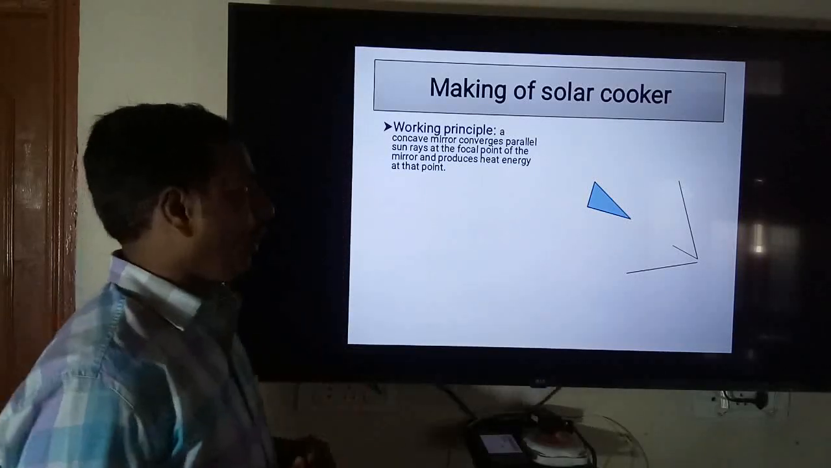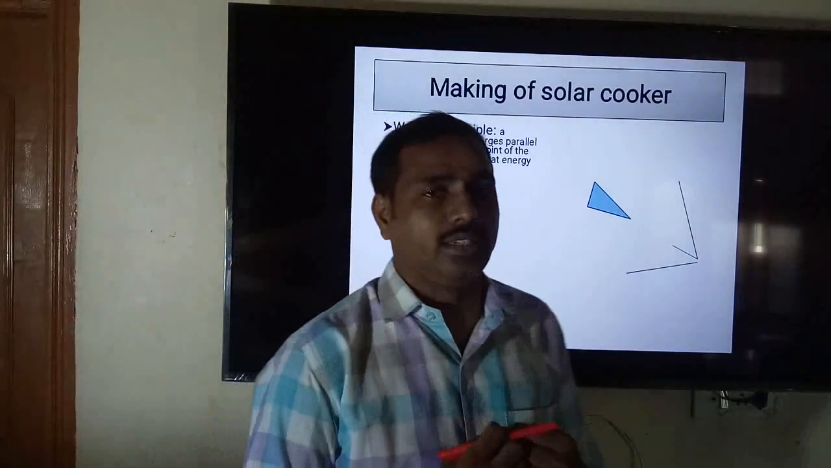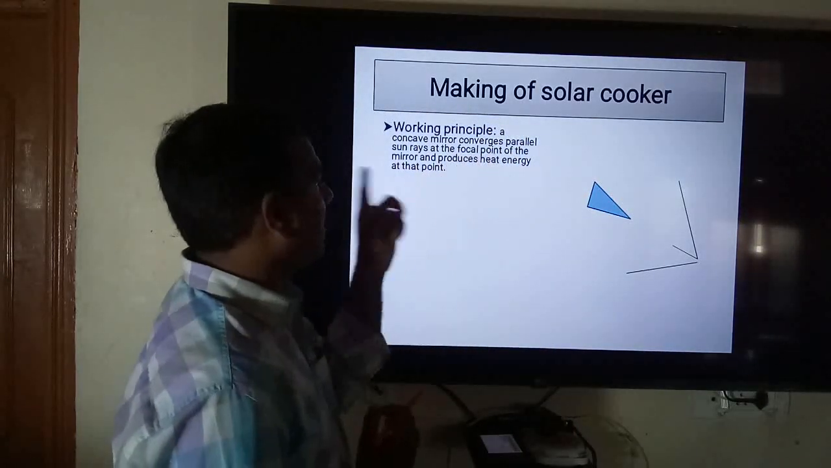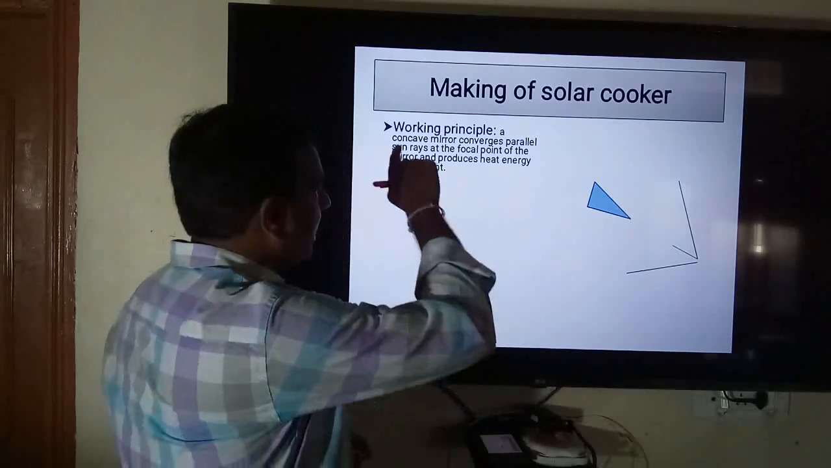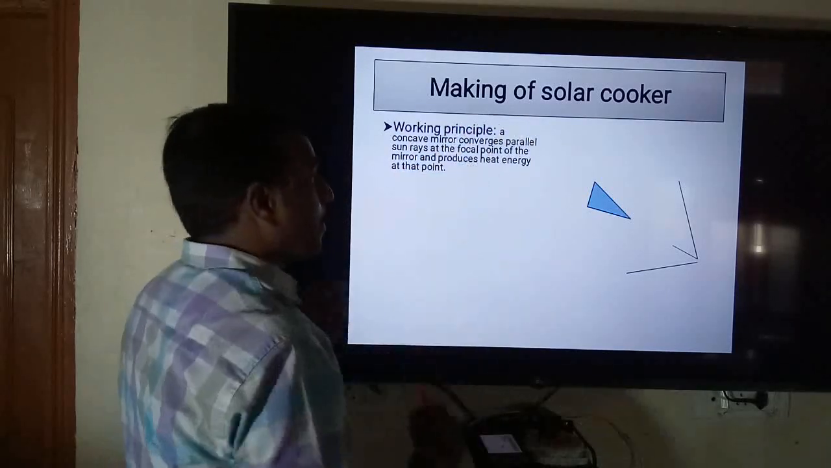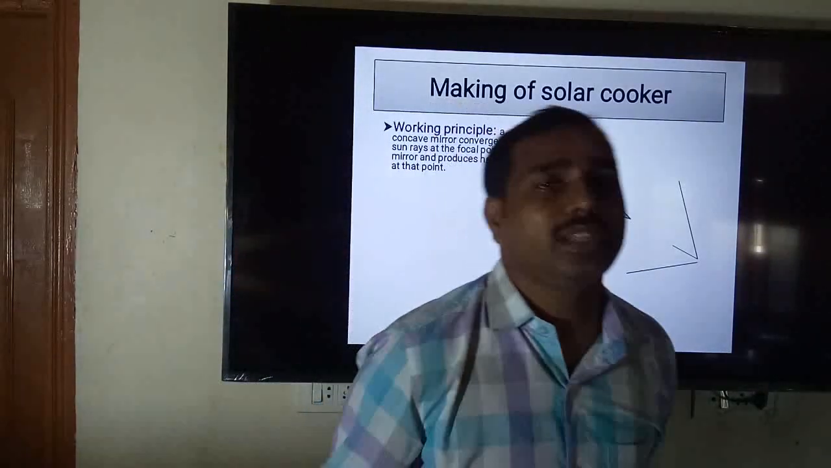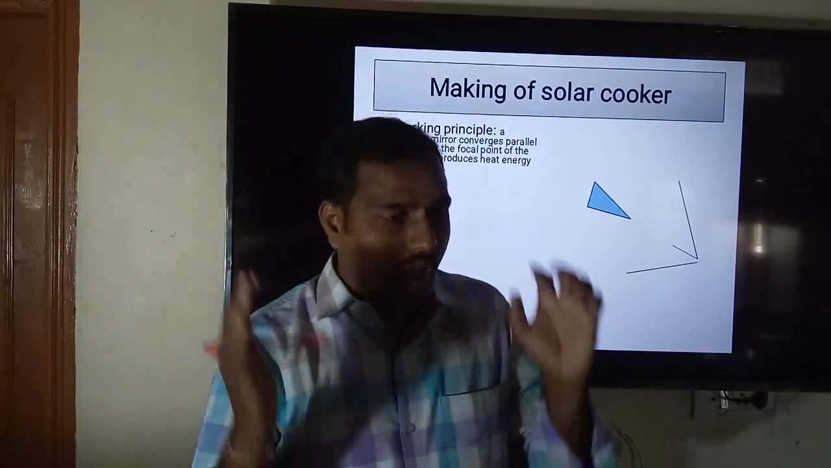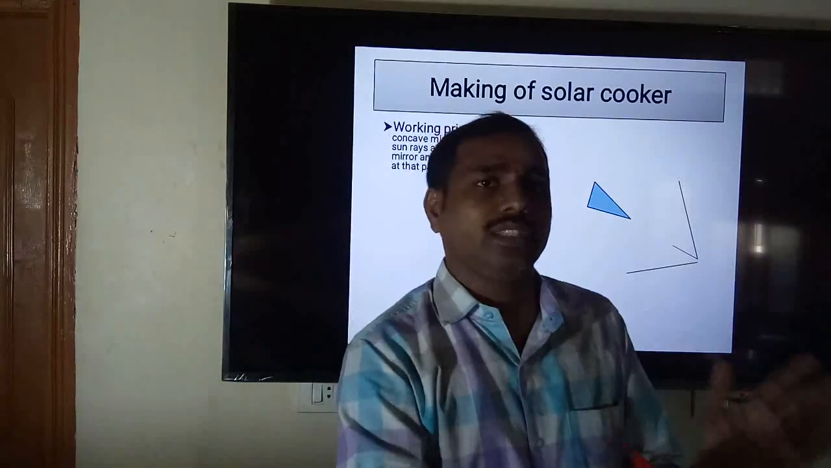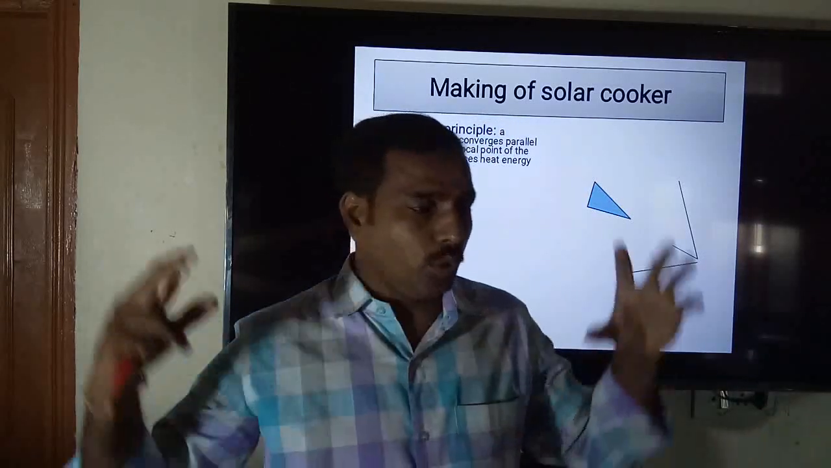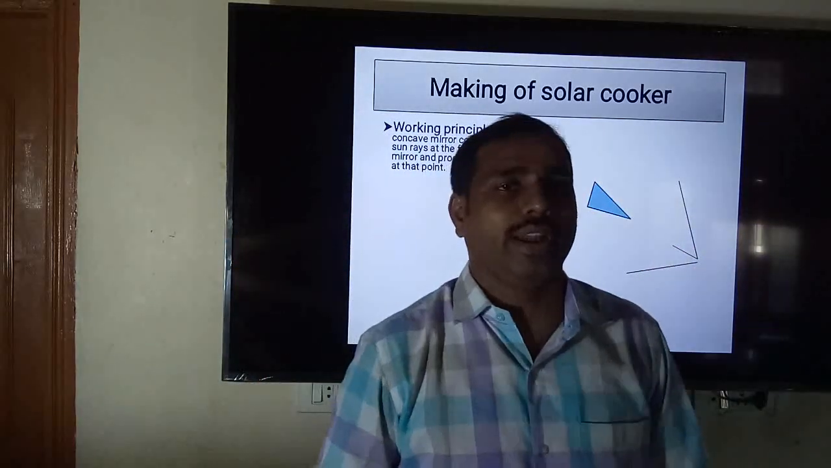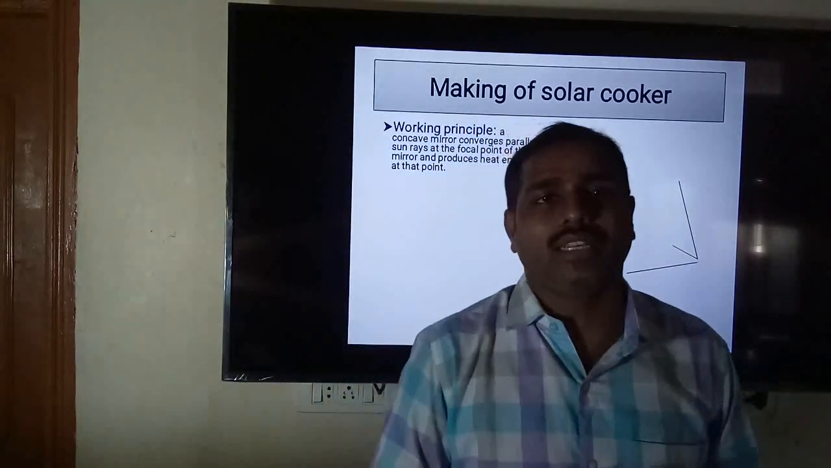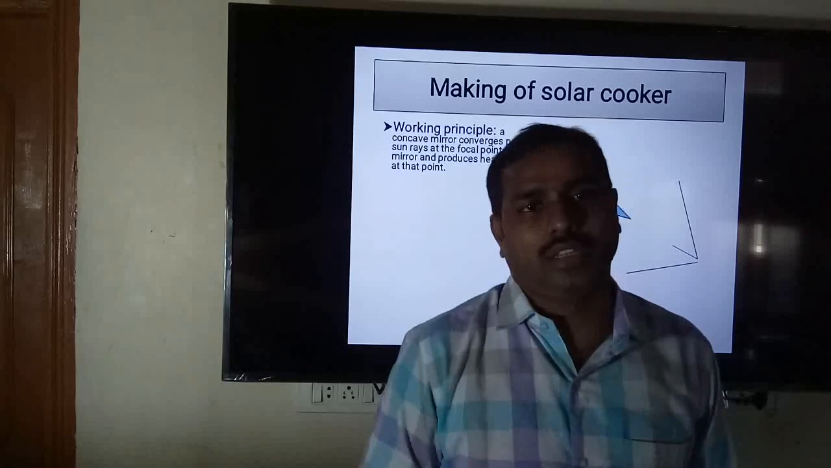At the focal point, it produces the heat. Which produces the heat? Sun rays. Sun rays are producing the heat. If those fall on a concave mirror, from the sun we are getting all parallel rays, and all these parallel rays converge at the focal point. If more rays converge at one point, the sun rays give more heat. By using that heat, we can cook food.